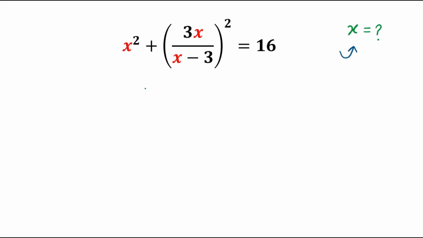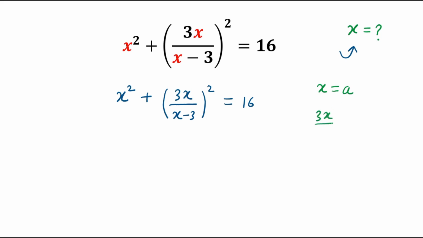Now let's start the solution of this question. Here (x² + 3x/(x−3))² = 16. If we substitute x = a and 3x/(x−3) = b, then in the left hand side a² + b² = 16.